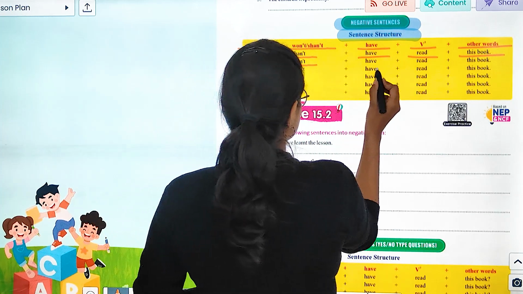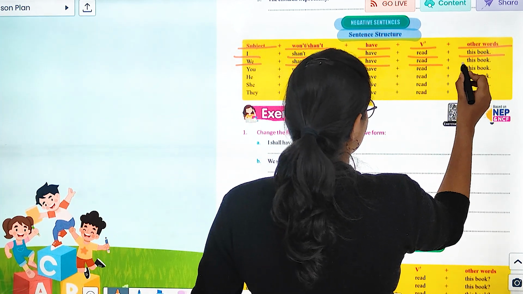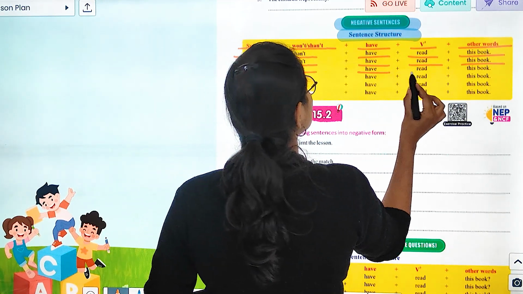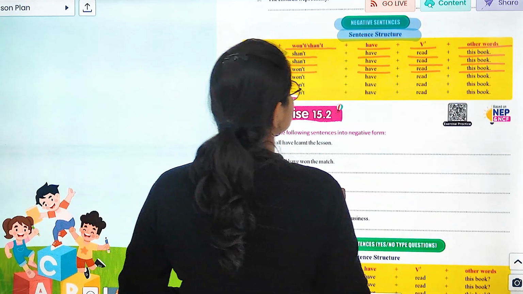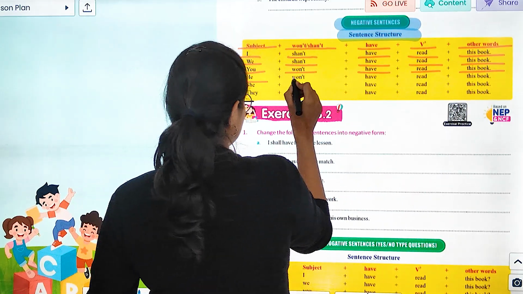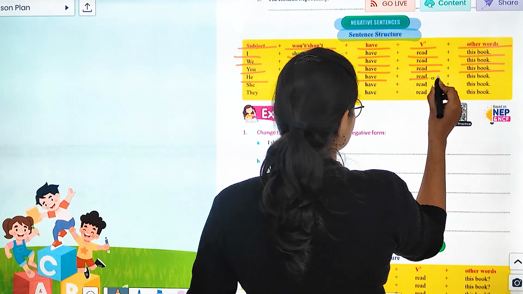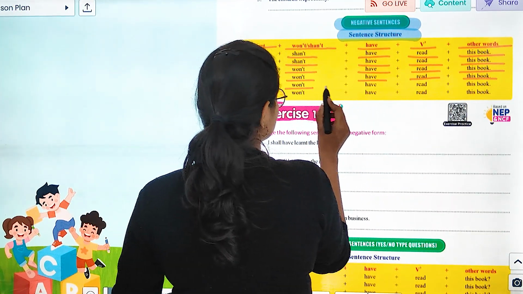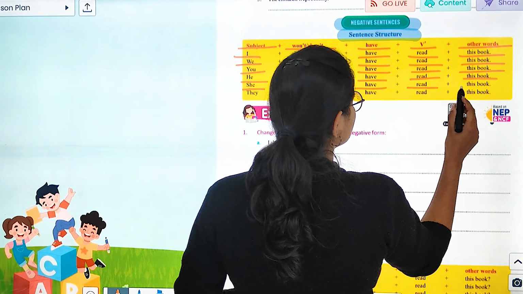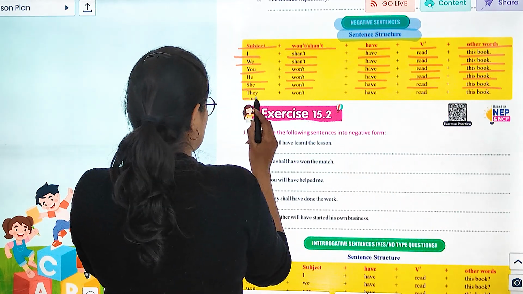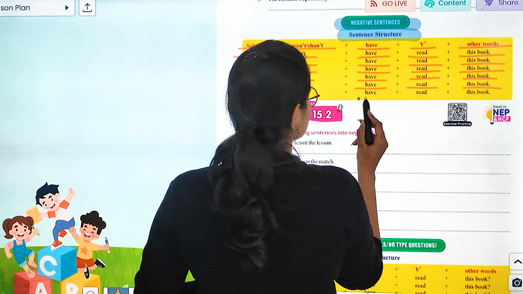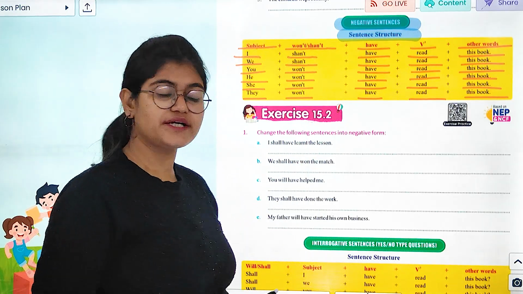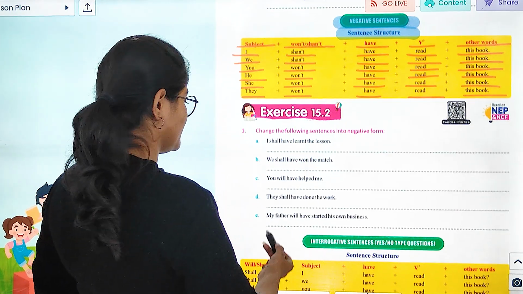We shan't have read this book. You won't have read this book. He won't have read this book. She won't have read this book. They won't have read this book. Correct? Now, let's move ahead.